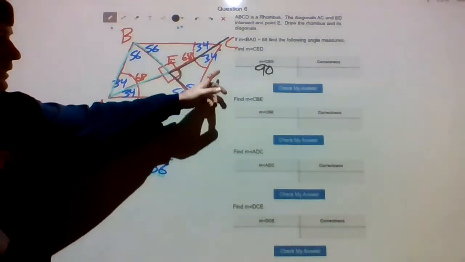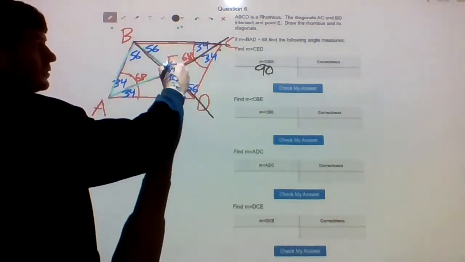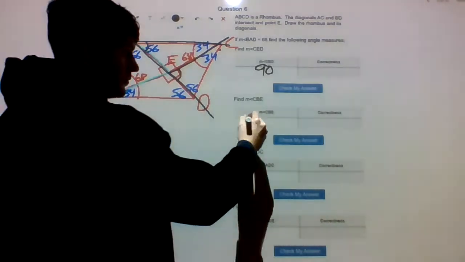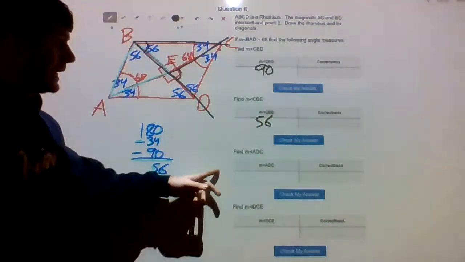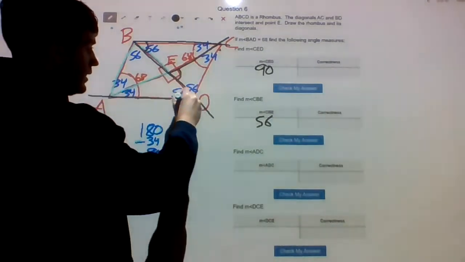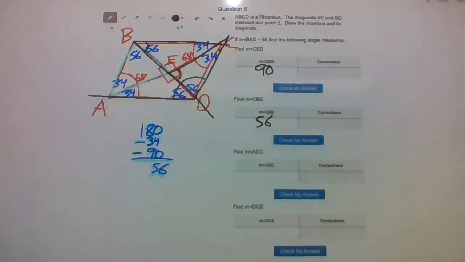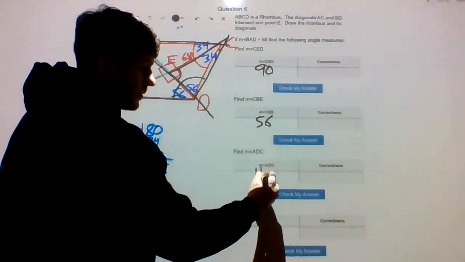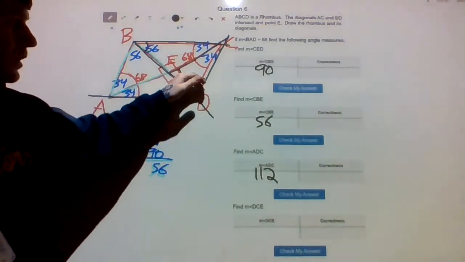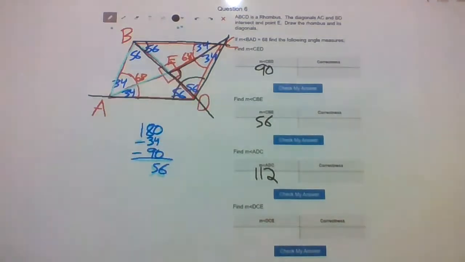Okay, CBE, so here's C, here's B, here's E. So that's going to be this angle here, which is 56 degrees. ABC, so here's A, here's D, here's C. So ABC, that's 56 plus 56, which is 112. Right? Degrees, angle is the degrees between the two rays that make it up. So it's that space there, 112 degrees.